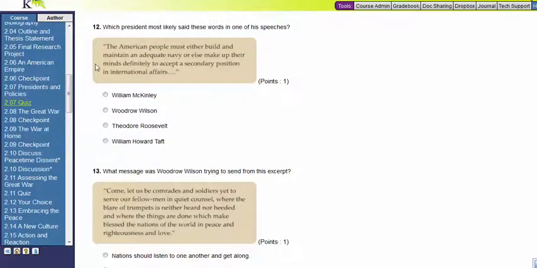Number 12, which president most likely said these words in one of his speeches? The American people must either build and maintain an adequate navy or else make up their minds definitely to accept a secondary position in international affairs. Was that William McKinley, Woodrow Wilson, Theodore Roosevelt, or William Howard Taft?